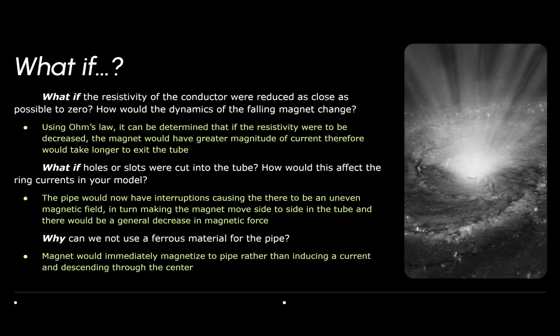And finally, as a side note, why can't we use a ferrous material for the pipe? It's very simple. The magnet, the second it would interact with the tube, would magnetize to the tube and would never fall out of the tube.